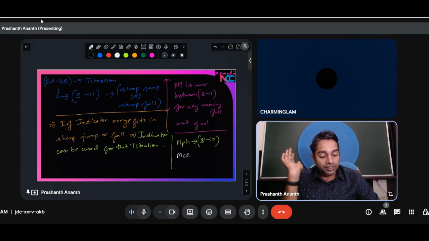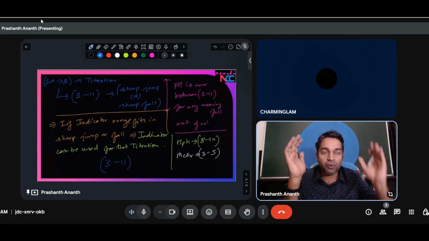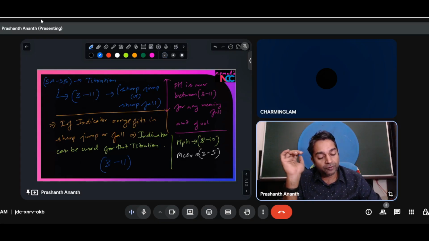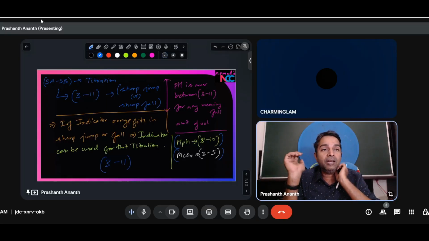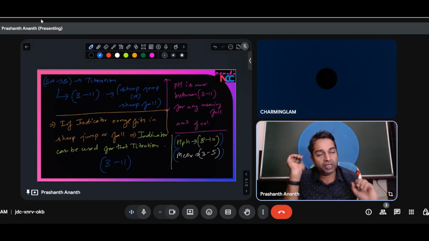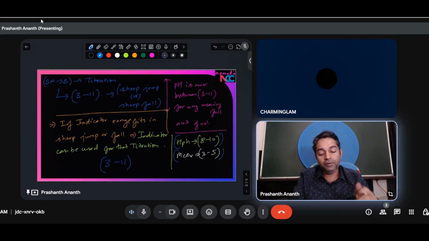Methyl orange, what is the range? That is going to have a range of 3 to 5. So 3 to 5 is also perfectly in between 3 to 11. So what is this jump or fall which we have for this? This is 3 to 11. So 3 to 11 is a larger set, where phenolphthalein's range and methyl orange's range are both subsets of it. So both of these indicators can be used for a strong acid, strong base titration. You understood this piece of theory here? Yes, sir.